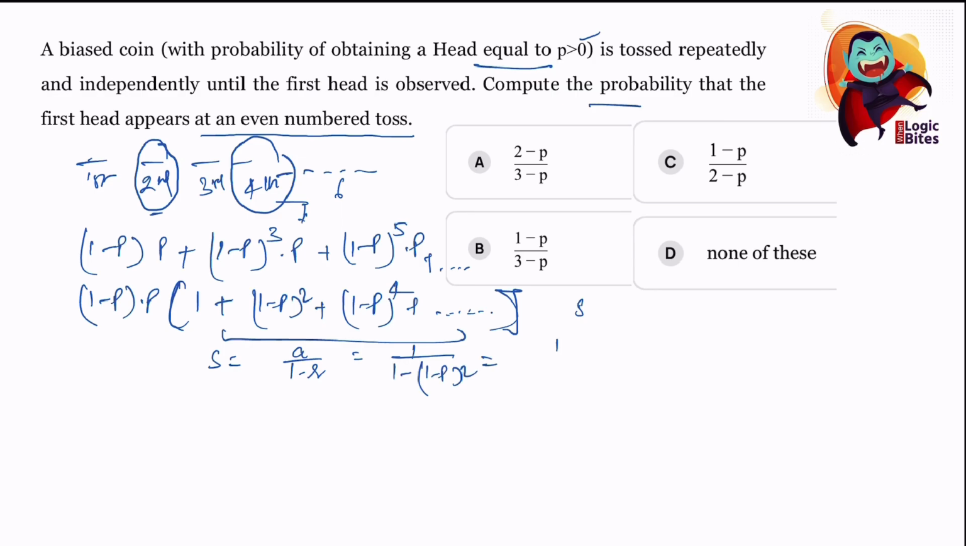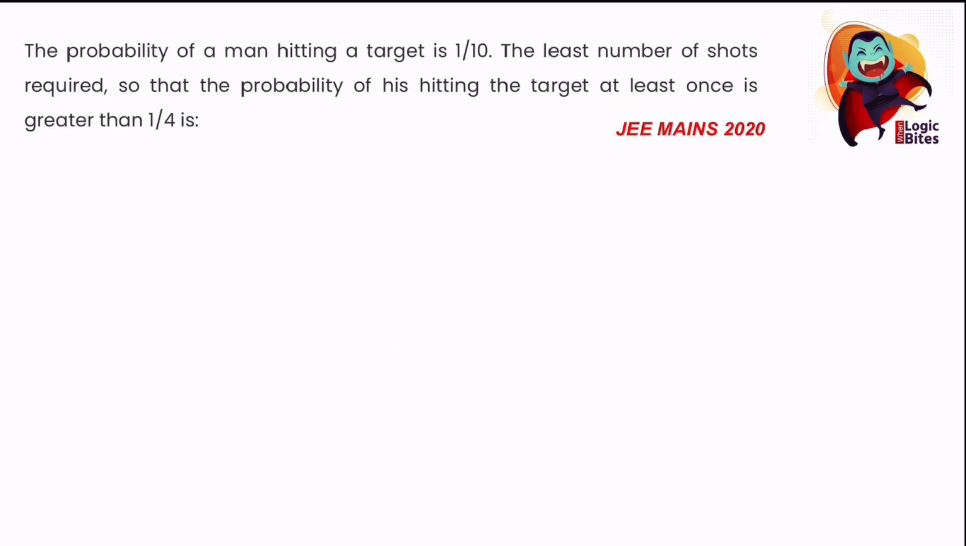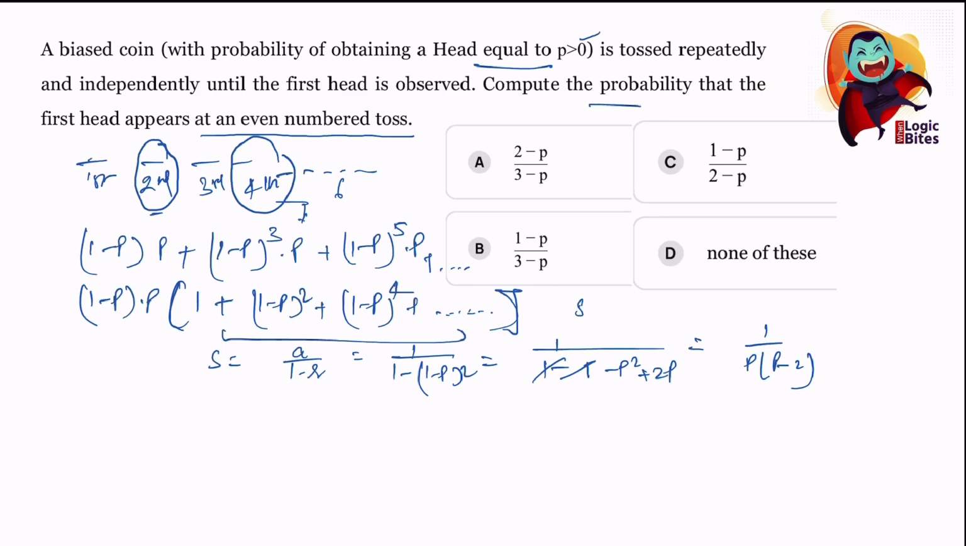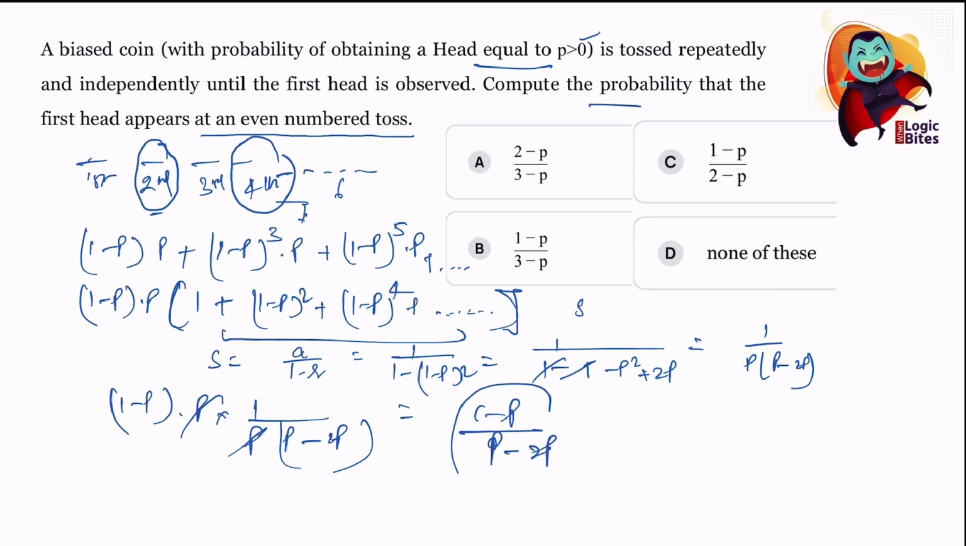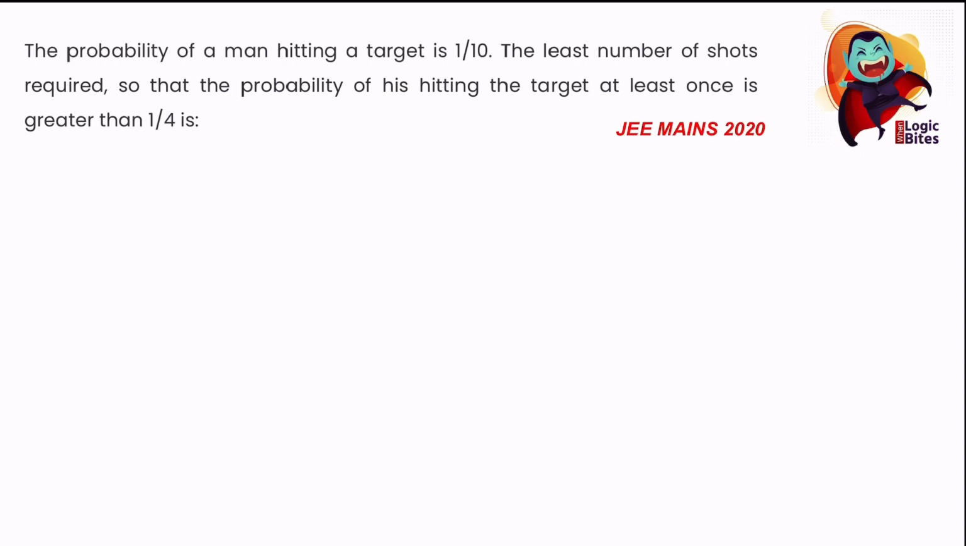So it can be solved, 1 minus 1 minus p square, that is p square minus 2p plus 1... so it will be like 1 divided by 2p minus p square. So this sum is like this. So we can then put these figures multiplied by 1 minus p times p, so our answer is 1 minus p divided by 2 minus p. So C is our answer. Now let's see the next question.